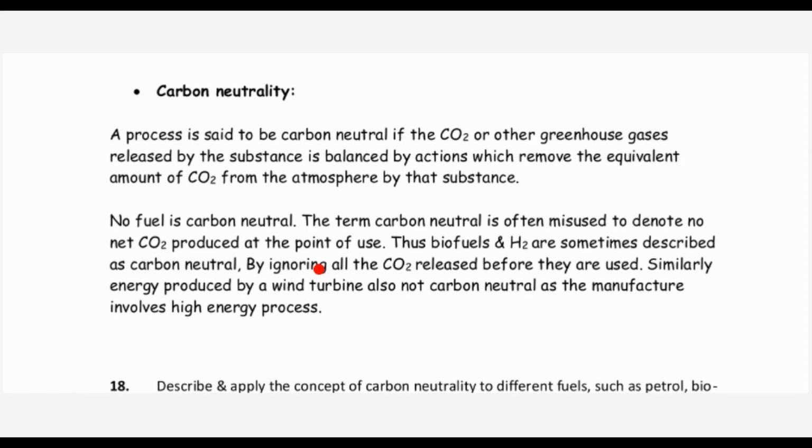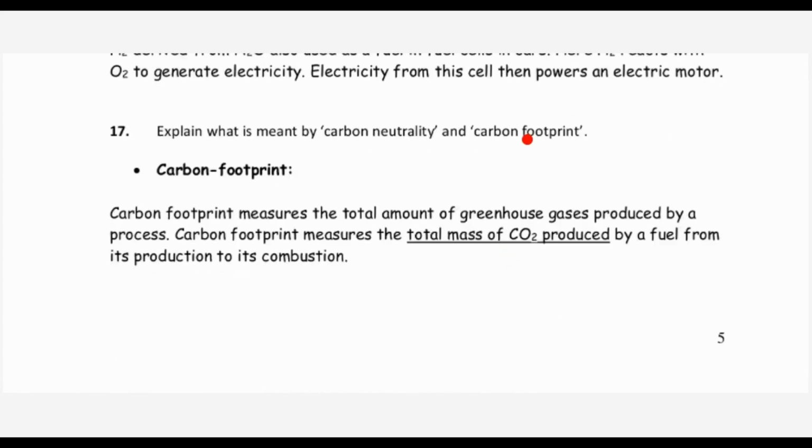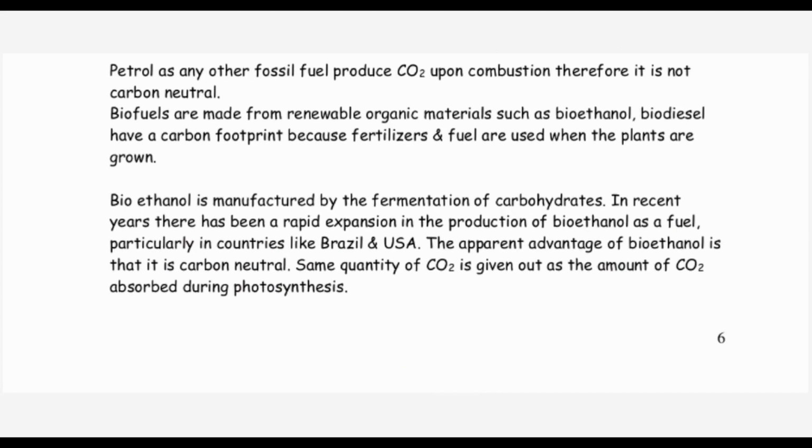Okay, so let's read the note. Carbon footprint measures the total amount of greenhouse gases produced by a process. Carbon footprint measures the total mass of carbon dioxide produced by a fuel from its production to its combustion. The carbon footprint of a fossil fuel is the amount of carbon released on combustion plus the carbon dioxide released due to its transportation, refining, and distribution.